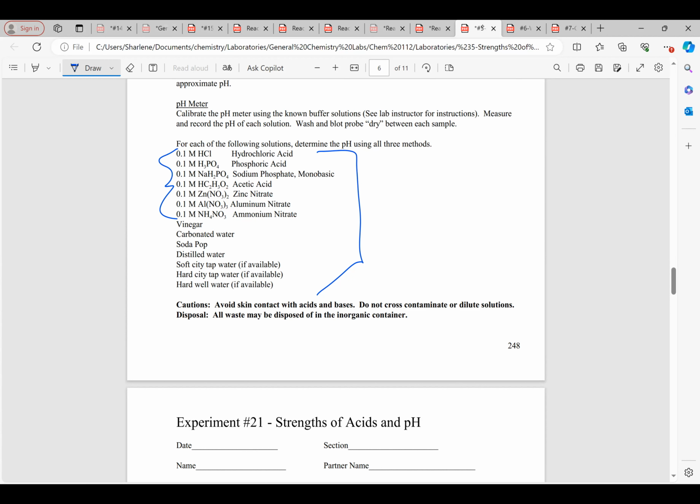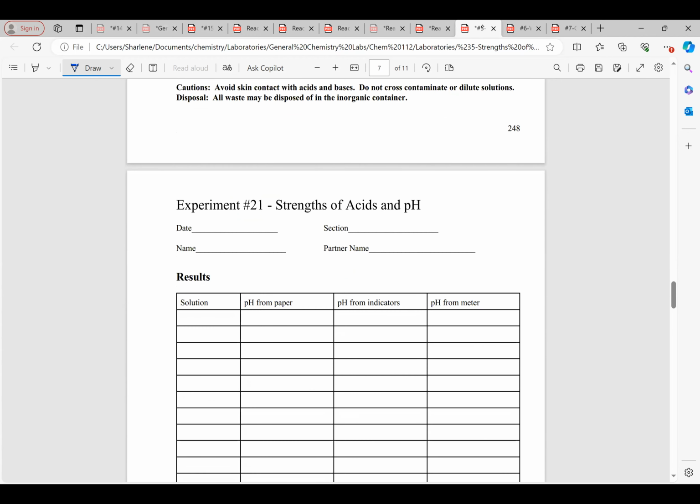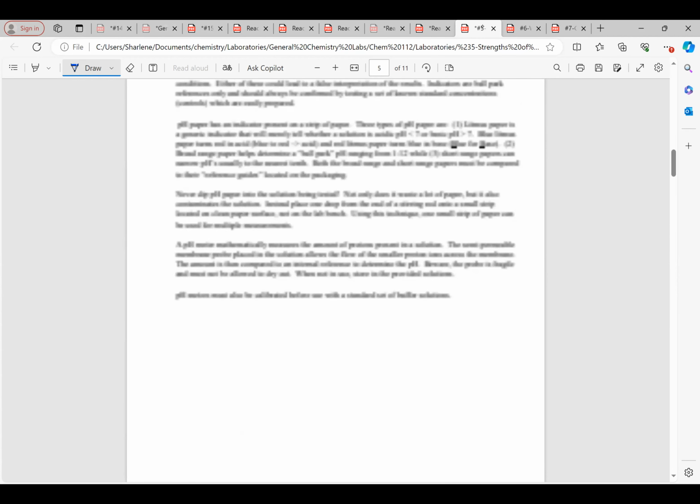Okay, so we're going to look at mostly these top ones, not necessarily the household chemicals. And then we're going to see what we should have gotten. Okay, so we're going to do 0.1 molar HCl, the 0.1 molar phosphoric, and so forth. So let me go back up here. Whoops, I wanted to do the pre-lab.